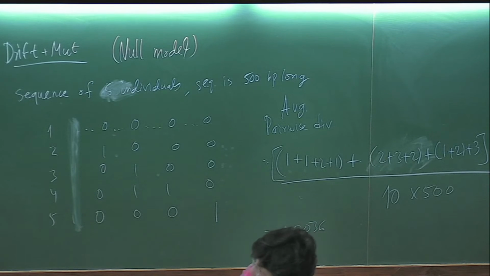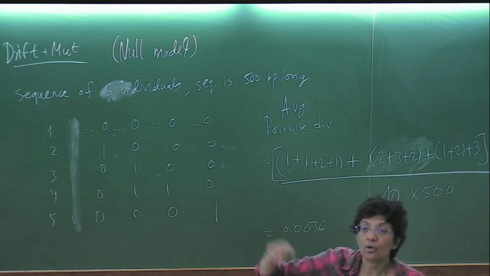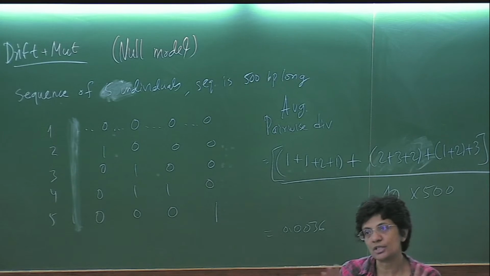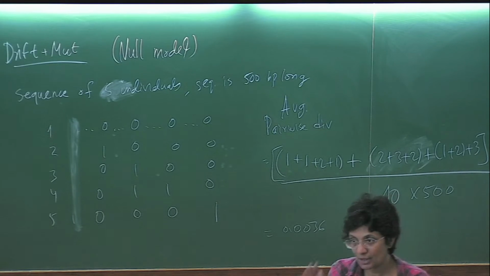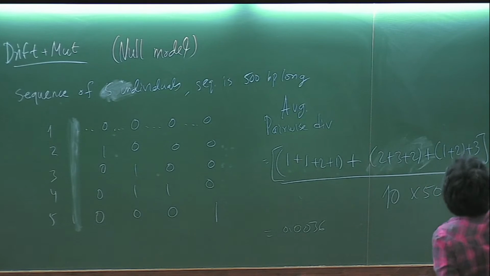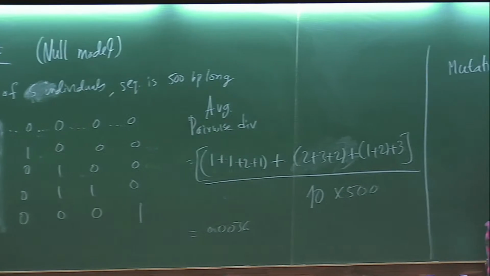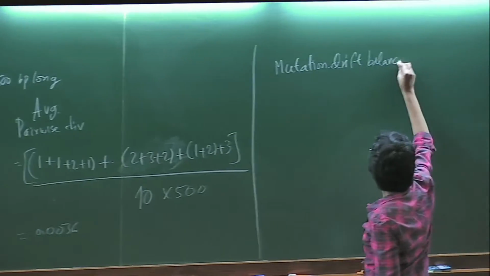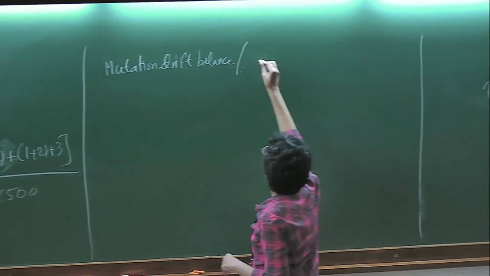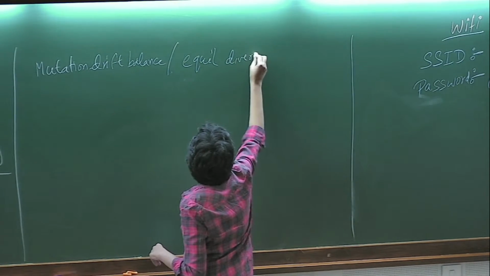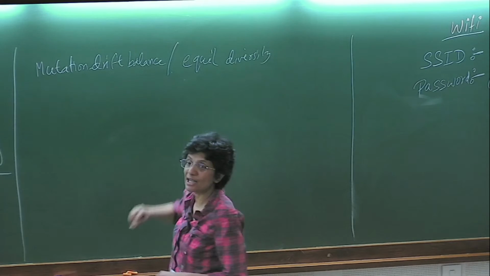This is different from what we discussed with drift only or drift plus selection only, where the state was a sort of boring state in which it was monomorphic, no diversity. So now we have this mutation-drift balance, or sometimes equilibrium diversity. So this is the diversity which we are looking at at large times.